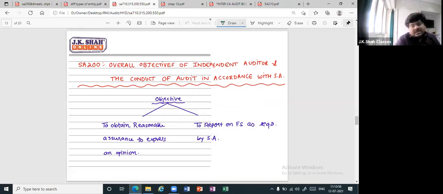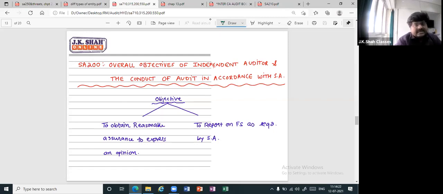Okay, now listen. The standard that we are taking up is SA 200. Very simple standard, nothing difficult at all. Just focus, you will learn. As far as SA 200 is concerned, it's a basic standard on overall objectives of the independent auditor and the conduct of audit in accordance with the SA. Repeating again, overall objectives of the independent auditor and conduct of audit in accordance with the SA.